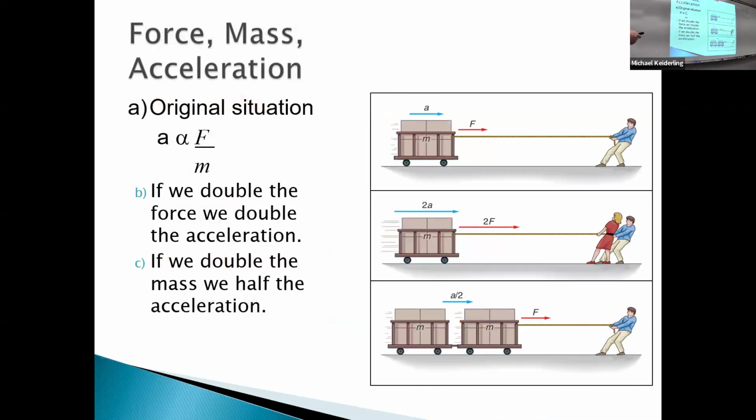So in the original situation, if you have constant force, you get a constant acceleration. You have some force F applied to some mass M, you get an acceleration A. If you double the force, you double the acceleration. But if we just apply the same force but double the mass, we get half the acceleration. More force, more acceleration. More mass, less acceleration.